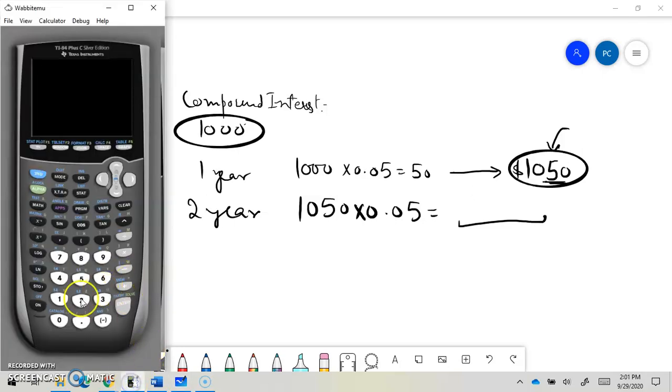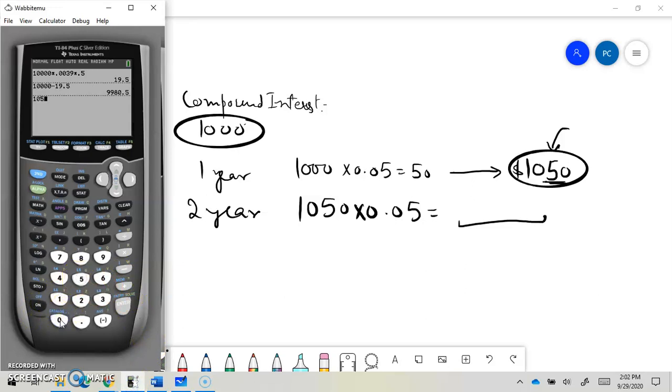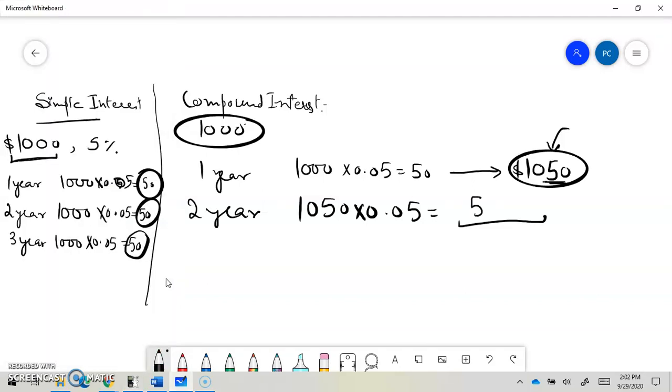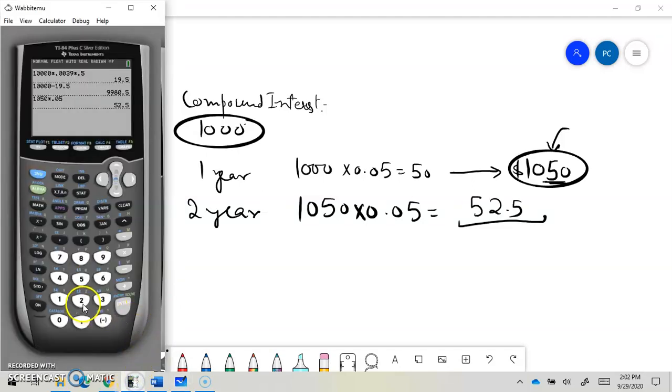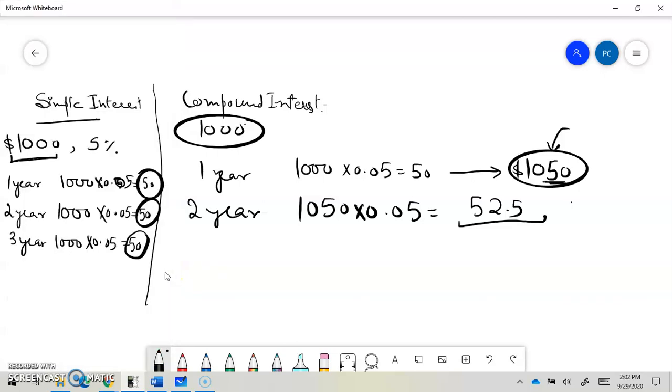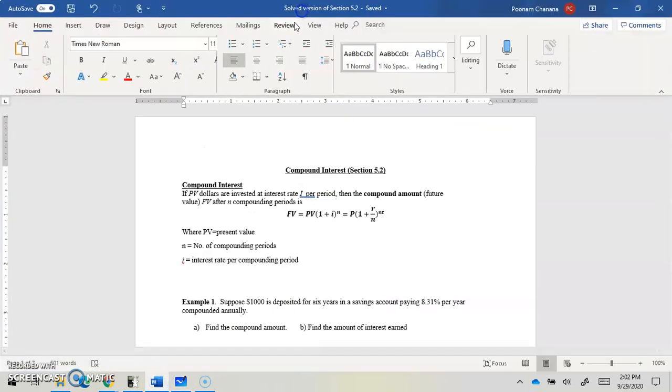So let's say we have 1050 times 0.05, that is 52.5, meaning we will have how much money at the end of the second year? This plus 52.5. So at the end of the second year, we will have this much money in our account instead of just 50 more. So that is what the compound interest difference is.